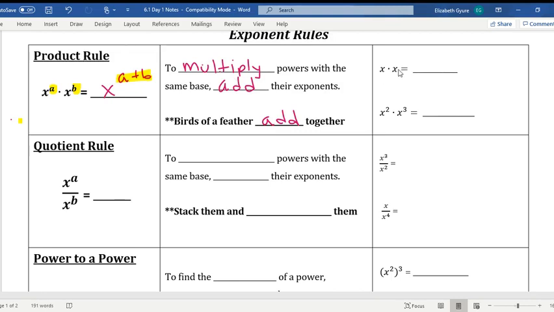So here, if I have x and x, do you guys see an exponent on either of these? Like a little number up at the top? We can't physically see one, right? If you can't physically see one, does anyone know what's technically there? It's just invisible.